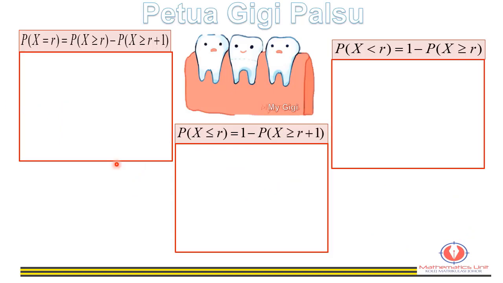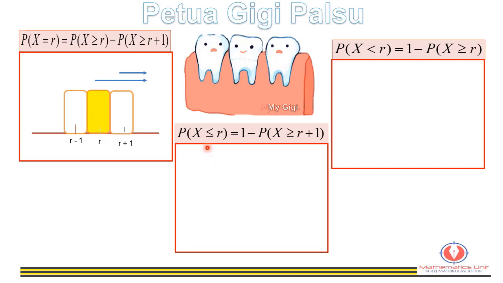Let me show you how I'm going to use the Petua Gigi Palsu in helping me to form the formulas. For the first formula, we draw 3 teeth here. I'm going to remain the teeth x equal to r here. That is why from the tables, I will read the probability x greater or equal than r, subtract with the probability x greater or equal than r plus 1. This is why I'm going to remain my probability of x equal to r here.